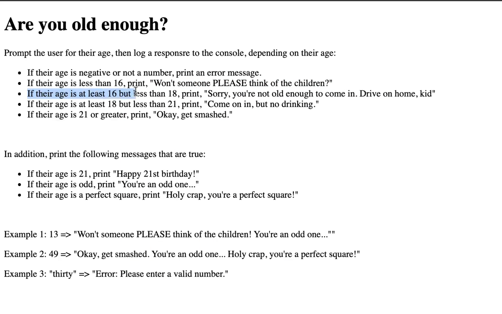If their age is at least 16 but less than 18, print, "Sorry, you're not old enough to come in, drive on home, kid." If it's at least 18 but less than 21, they can come in but no drinking. If they're 21 or older, they can get smashed.